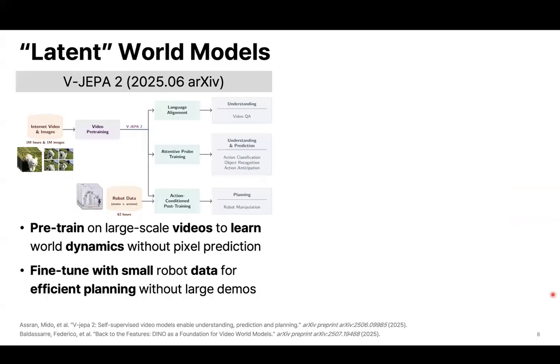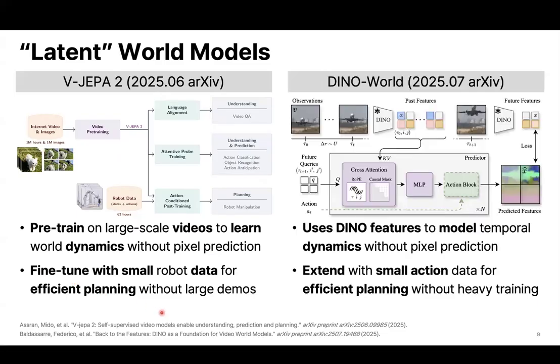So I bring two recent latent world models. First is V-JEPA 2, pre-trained on large-scale videos to learn dynamics and fine-tuned with a small amount of robot data for efficient planning. And the second one is DINO-World. This one builds on strong DINO features to model temporal dynamics and extends with a small amount of action data to plan without heavy training. Let me briefly introduce these two studies.